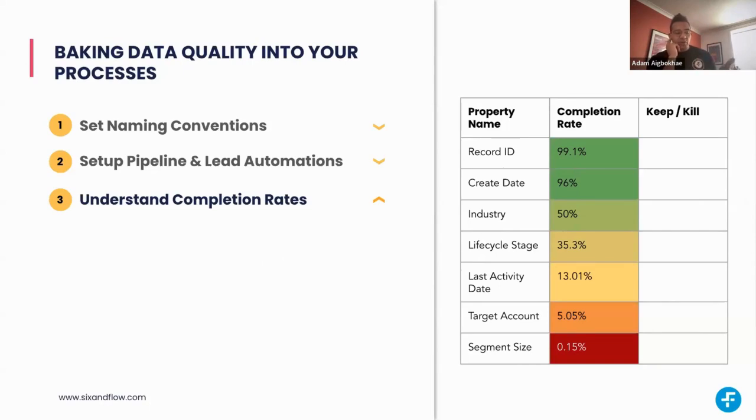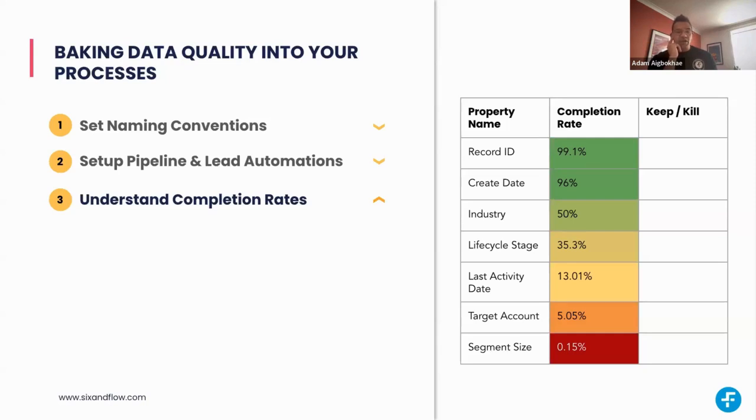What I would normally do is focus on the custom properties, because HubSpot's default properties are always going to get filled in. But if you create a custom property for a certain purpose and the completion rate's low, that means something's probably broken in the process, because people aren't adhering to it or you're not capturing that data from forms or other areas.